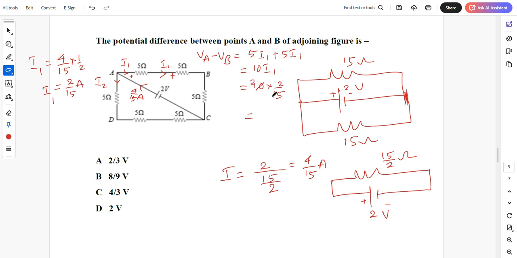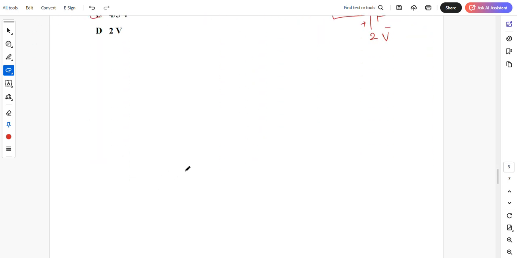Okay, that is 4 by 3 volts ಆಗುತ್ತೆ. 4 by 3 volts is the right answer. Okay, the potential difference between A and B is how much? 4 by 3, right? Hope you understood. This is very easy. Okay, VA minus VB is 4 by 3 volts. Next problem ನೋಡೋಣಪ್ಪ, without wasting our time.